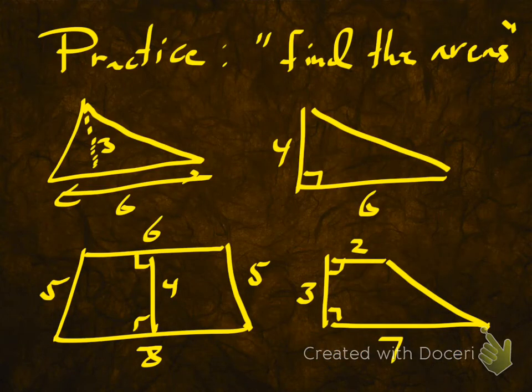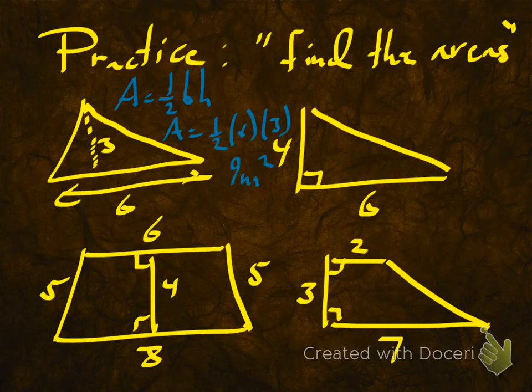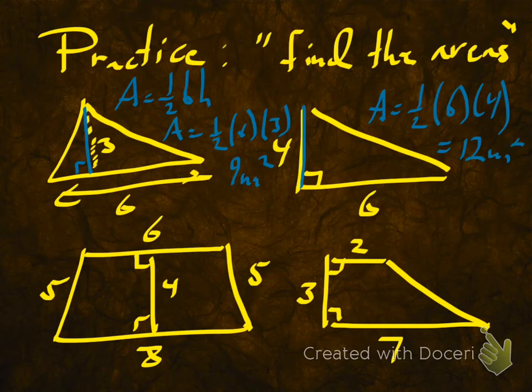Okay, so the first two are triangles. So remember, the formula is area equals 1/2 the base times the height. So in the first one, it's 1/2 times 6 times 3, and 1/2 times 6 times 3 is 9 units squared. The second triangle is a right triangle, which means that the height, instead of having to be down in the middle like this one was, the height is right here. It's the 4. So the area of this one is 1/2 times the base times the height. Now it doesn't really matter what order you put the 6 and the 4 in, but it's going to work either way. And this one's going to come out to be 12 units squared.